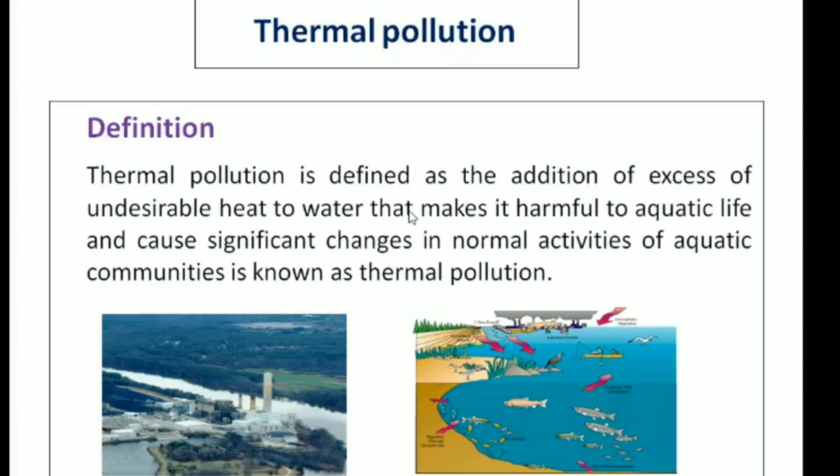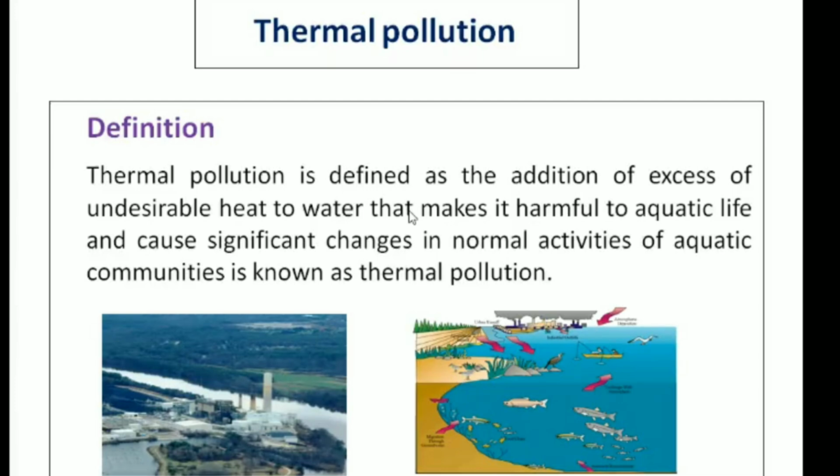So, the main cause of thermal pollution is industries. Industries use water as coolant in their operating process. When water is used as a coolant, and this hot water is discharged into surface water, it will lead to different problems. Naturally, all the aquatic animals in that water will be affected.